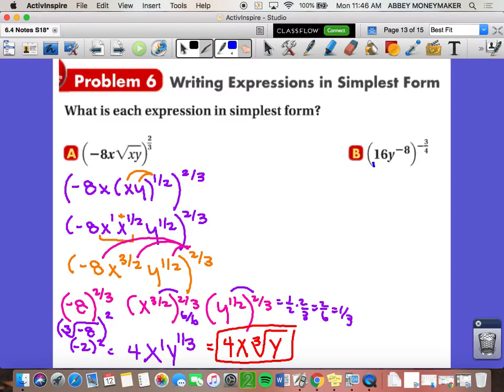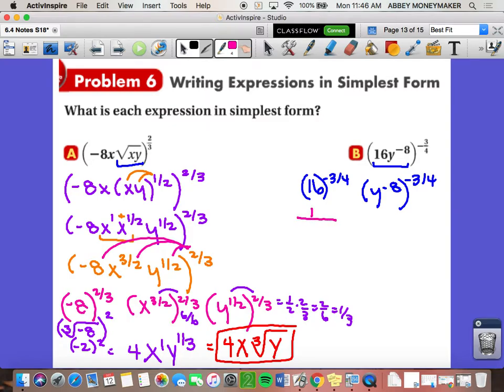On part B, I don't have anything to take care of in here like I did on the last one. I had that square root and all that in there. I don't have anything like that here, so what I can do is go ahead and give my power out to the entities. So we would have that negative 3/4 given to everything. And from here, we can simplify.